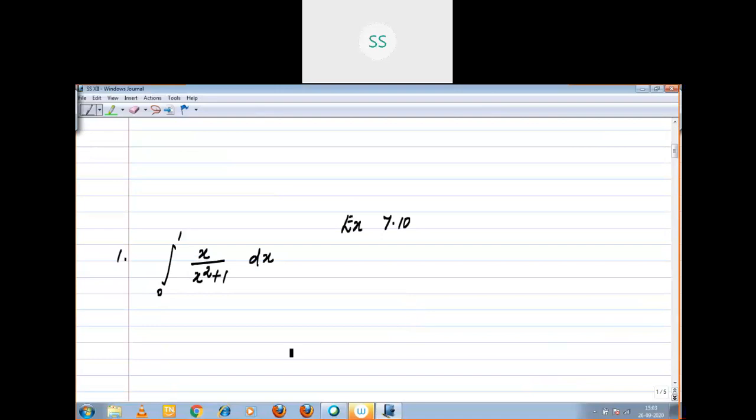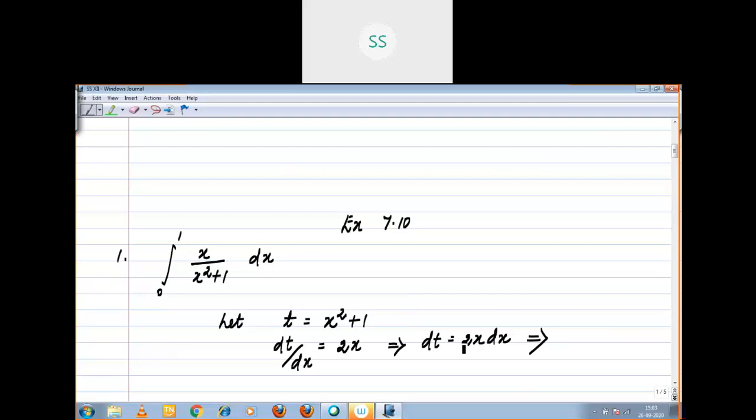Now, substitution. Let t is equal to x square plus 1. When you adapt substitution, you want to do the differentiation, right? Now you are going to differentiate with respect to x. dt by dx equal to 2x, which implies dt equal to 2x dx. But in the numerator, what it has? x into dx. So x into dx can be replaced by what? Using this, we are going to replace x into dx equal to dt by 2.